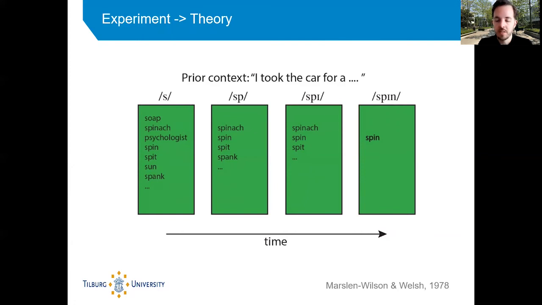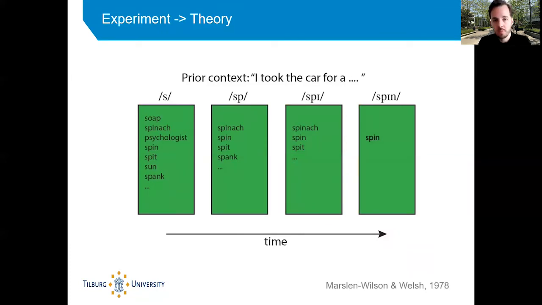If we hear the S sound here, this S as in spin, already at that point, we start activating all sorts of word candidates that might follow. So you might activate soap or spinach or psychologist, because it also starts with an S sound, spin, spit, sun. And then if you continue listening to this word, you hear the second sound, so the P sound. So you hear "sp", and then you make a selection.